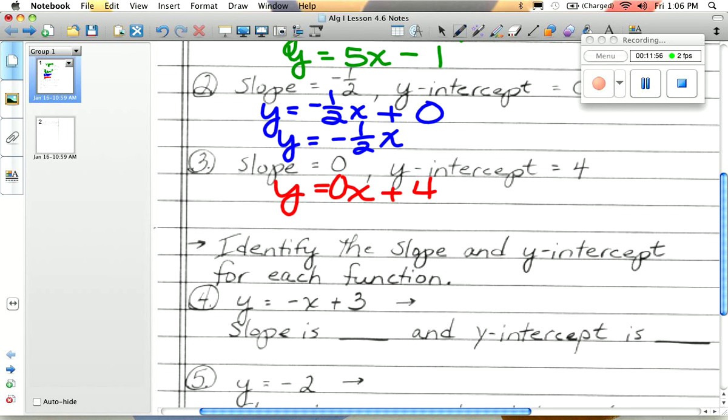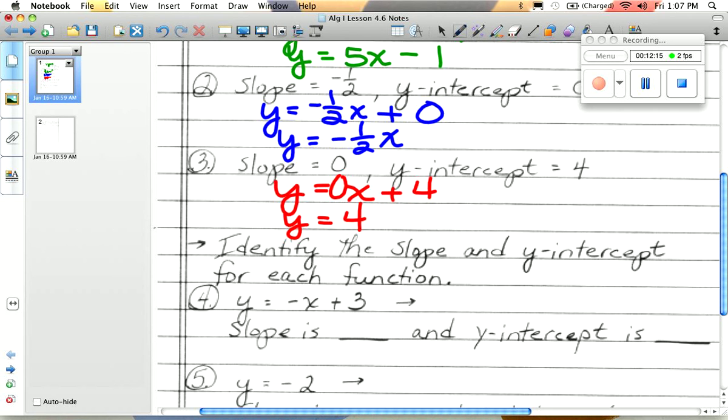Can this be cleaned up? Yes. What would it be? Y equals 4. Because 0 times x is 0, and 0 plus 4 is 4. So, tell me something about this line.